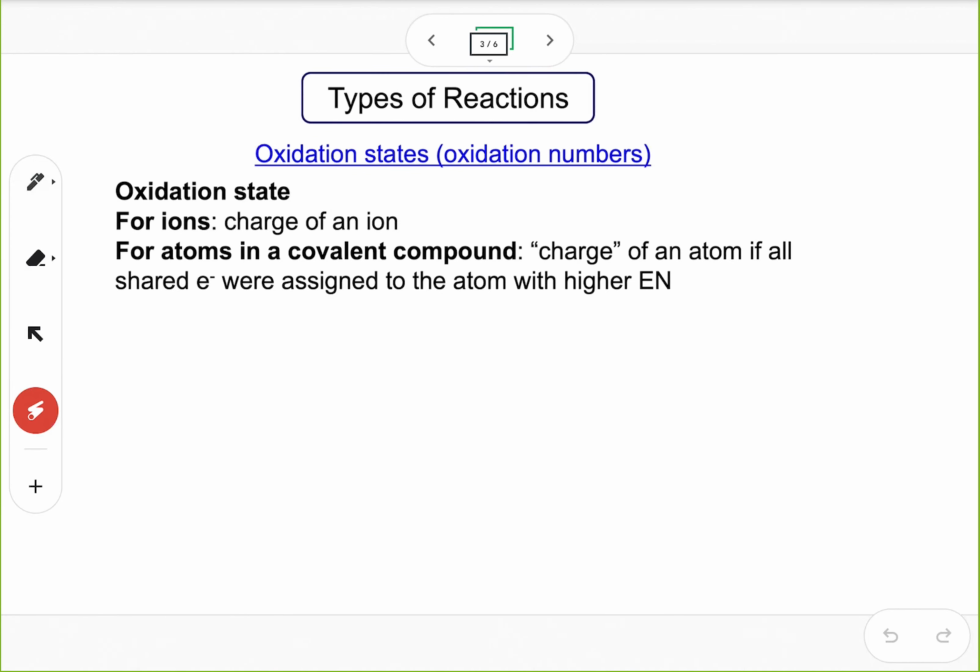But for an atom in a covalent compound, the oxidation state would be the charge of the atom if all shared electrons were assigned to the atom with higher electronegativity. Okay, so the EN represents electronegativity. All right, now let's take a look at it. It might sound very confusing. Let's take a look at a specific example.